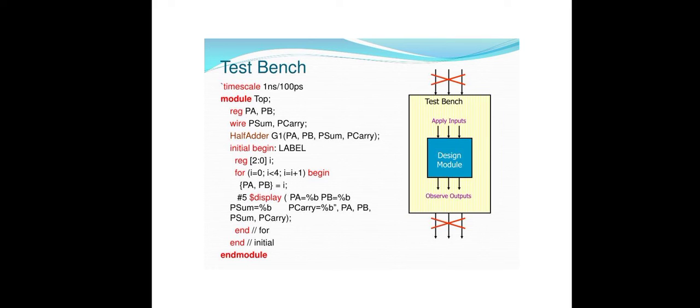2 raised to 2 is equal to 4 possibilities: 0 0, 0 1, 1 0 and 1 1 conditions. That means {PA, PB} is equal to i. Then display these values of the outputs P sum or P carry. Then end module. This is the main part of the module in the test bench waveforms.